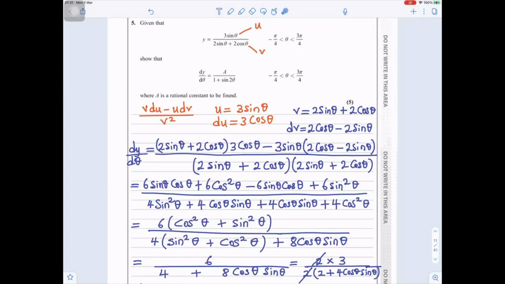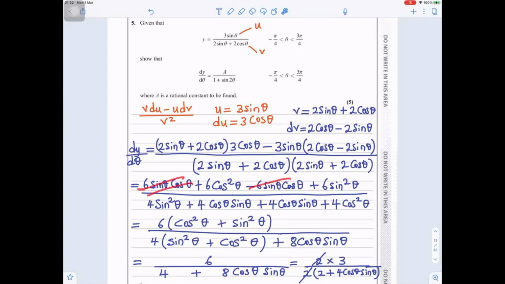Now you look at the numerator, which you just multiply out, and you look at the denominator. So you would end up with 6 cos squared theta plus sine squared theta, because this would cancel with this, it will become 0.